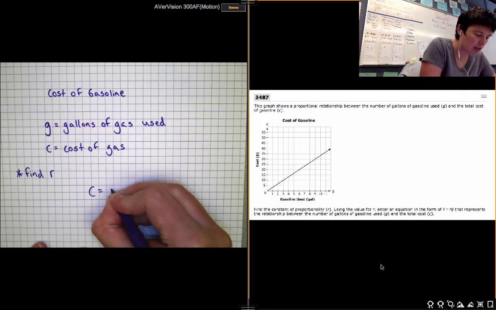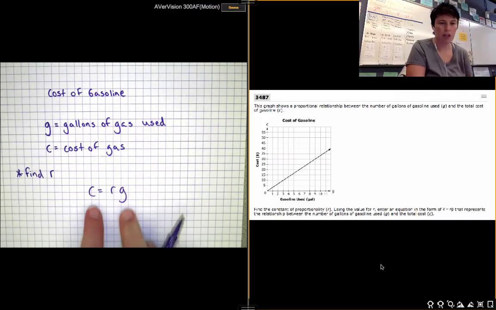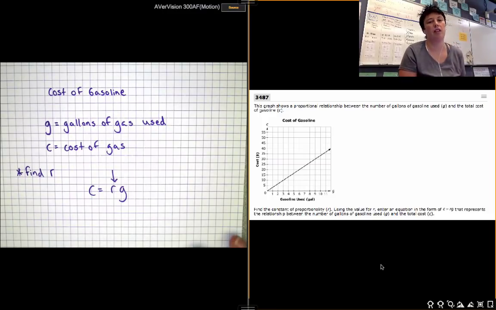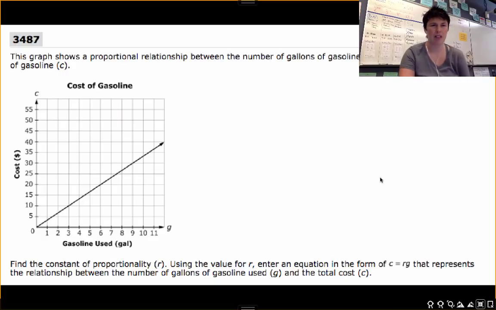C equals RG. Enter an equation. So our job is to type in this equation, and we're supposed to find R. That's what we're supposed to do. Okay, well, let's work with this a little bit more then. So I think we better analyze our graph a little bit. So let's look at the graph.